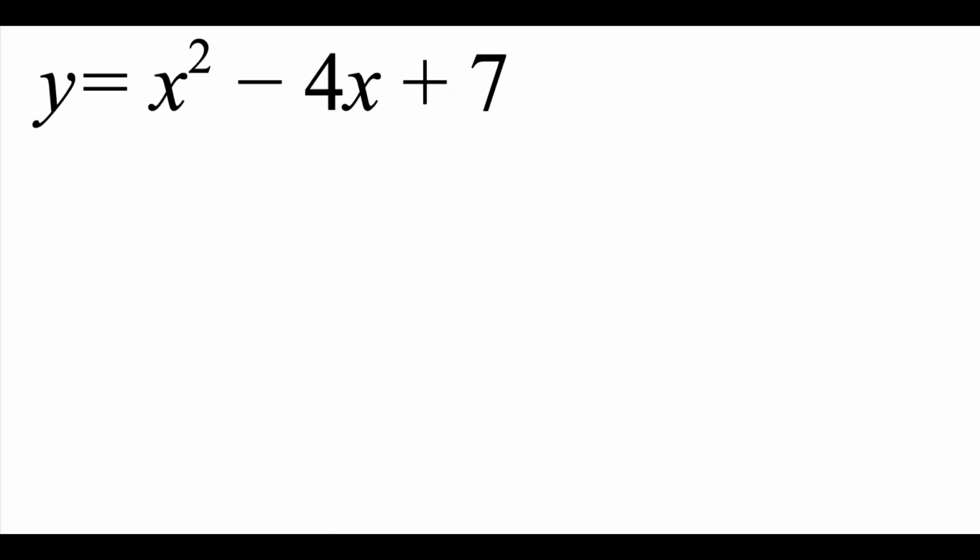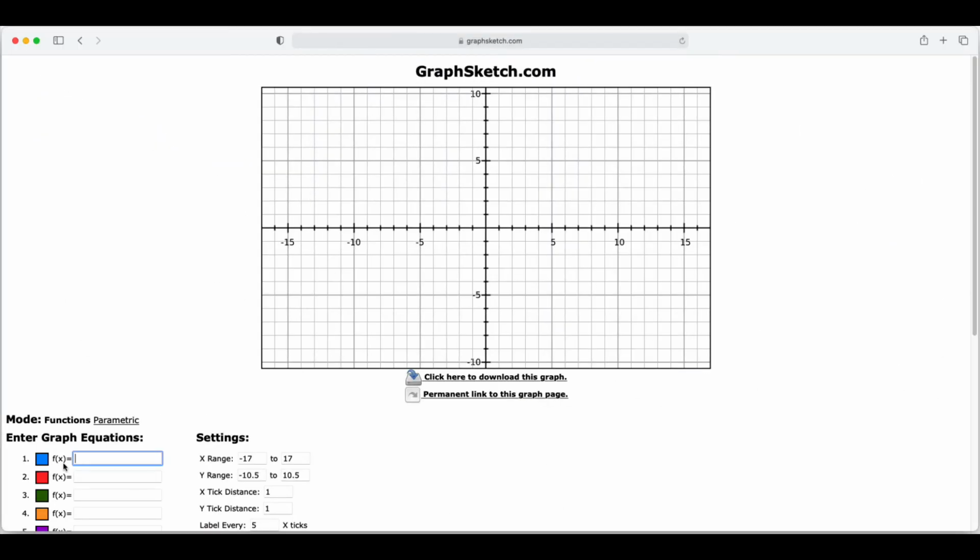Looking at our next example, we've got y equals x squared minus 4x plus 7. So I'm going to bring up that website again, graphsketch.com. In the first equation, I'm going to type in x, and then I need my caret key for the squared, minus 4x, and then plus 7. I hit enter, and it'll give me this picture.